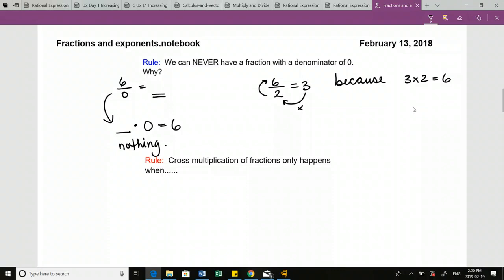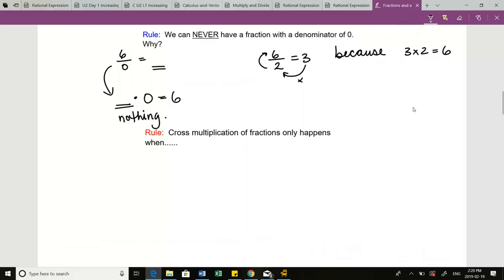Because when I divide by 2, I'm saying I'm splitting 6 up into 2 groups of 3, right? But when I divide 6 by 0, I'm splitting 6 up into 0 groups. That doesn't really make sense, right? So when we think about division and multiplication, we want to think about groups of, right? So 6 into 0 groups, that just doesn't compute, right? Doesn't make sense. So this is not possible. We can't divide by 0, right?